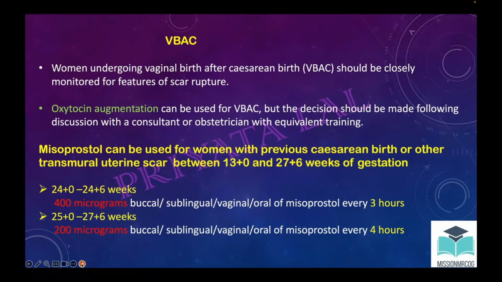This part you should know before you offer options to your role player. Now the doses also have been given. 24 weeks to 25 weeks, 400 micrograms 3 hourly by any route, and 25 weeks to 28 weeks, 200 micrograms of miso by any route every 4 hours. So this is also new that has been added in the guideline. Previously for VBAC, all these doses and the FIGO doses were not there.